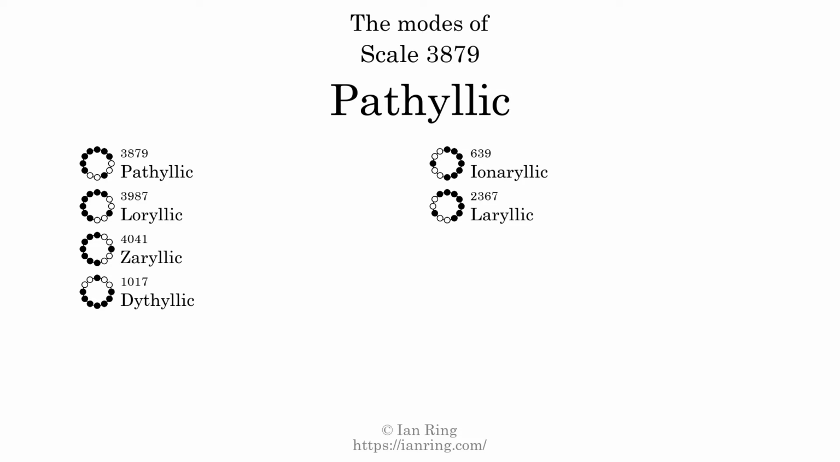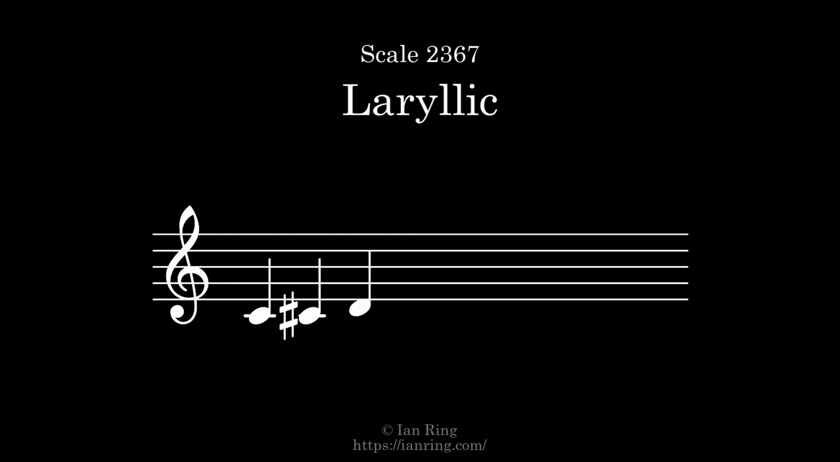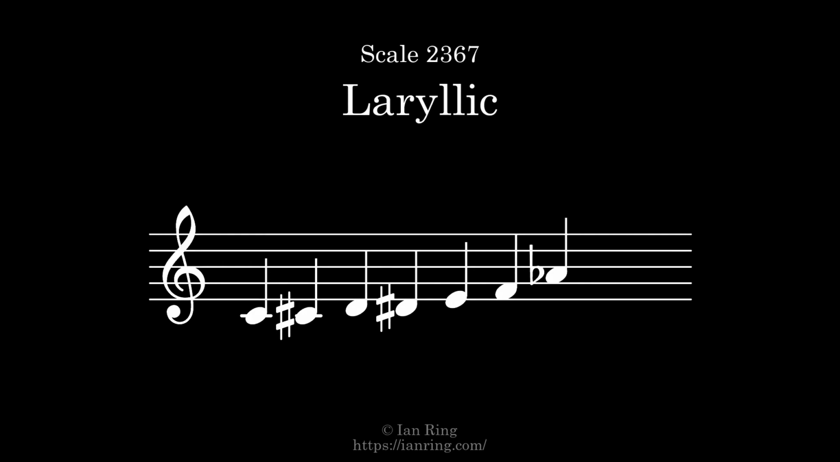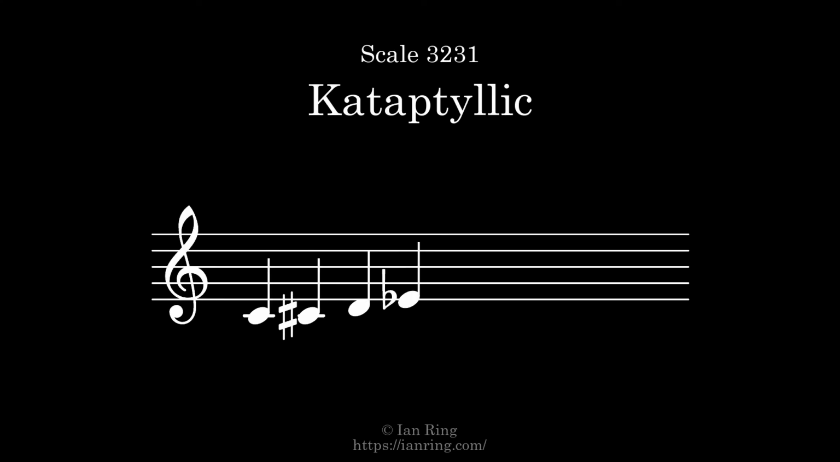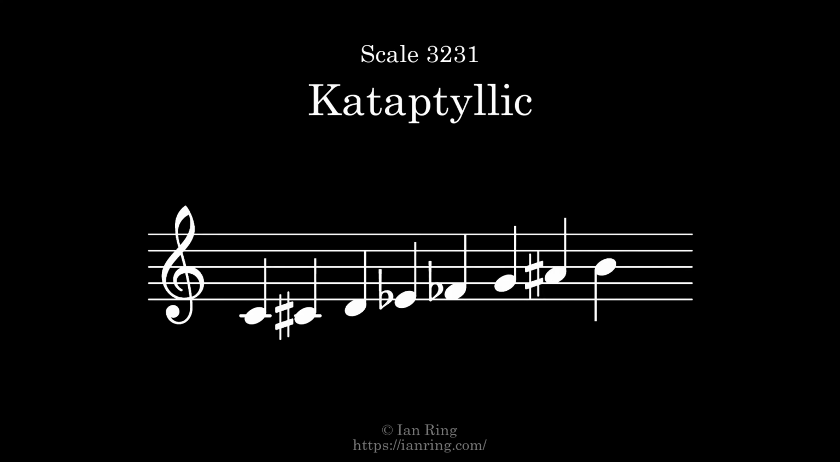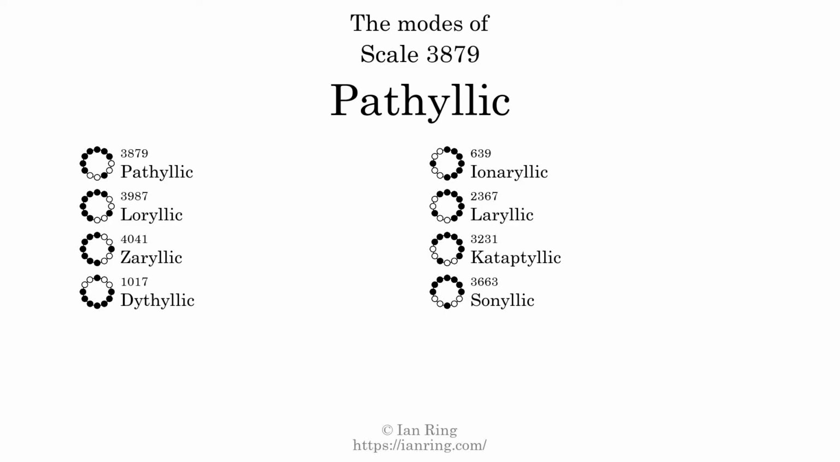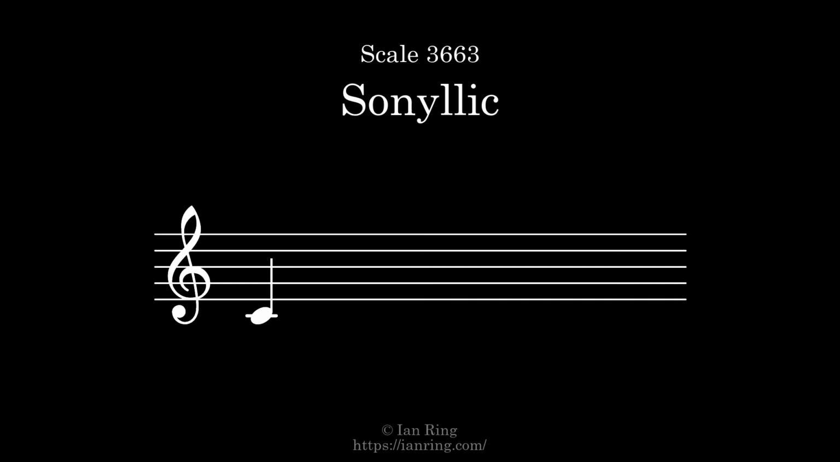It sounds like this. The seventh mode is scale 3231, also known as Pathyllic. It sounds like this. The eighth and last mode is scale 3663, also known as Cyrillic. It sounds like this.